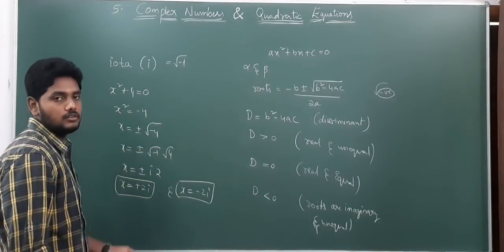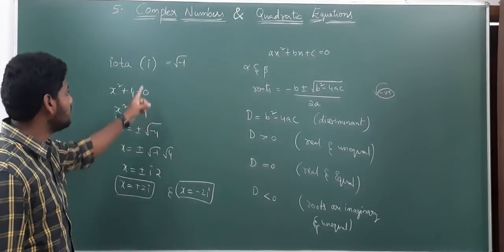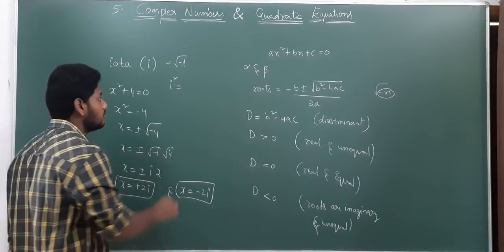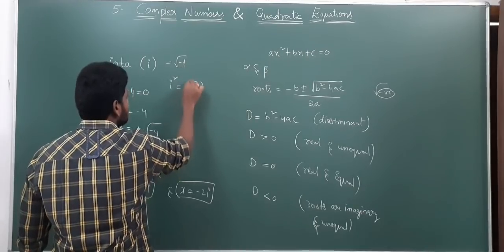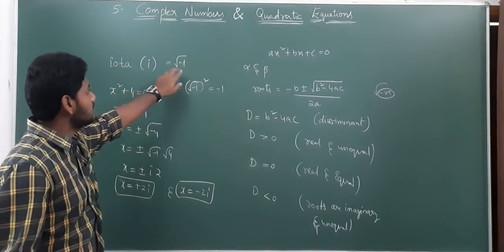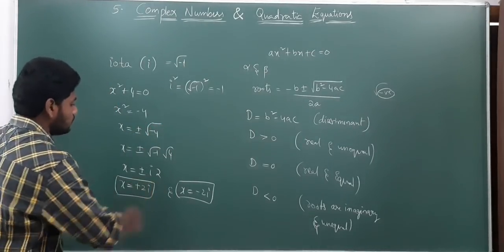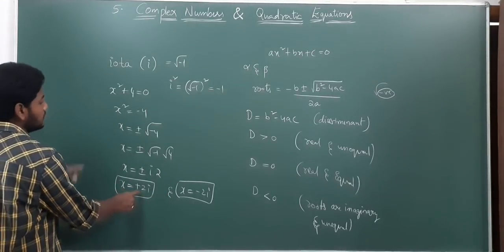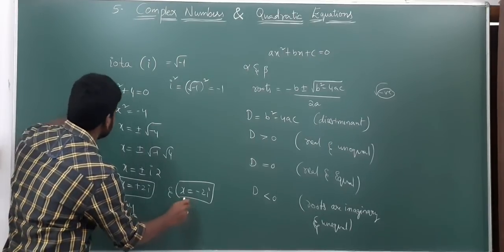Are these roots correct or not? How to check? As i is equal to square root of minus 1, what is the value of i square? It is square root of minus 1 whole square, so the square and root cancel, which gives minus 1. So i square is equal to minus 1, and we need to substitute this to check whether we have got the correct roots. Substitute x equal to plus 2i: plus 2i whole square plus 4 equal to 0. Similarly, substitute minus 2i.